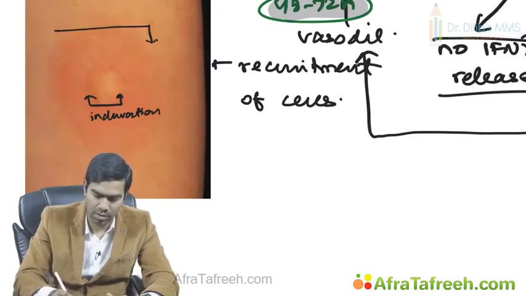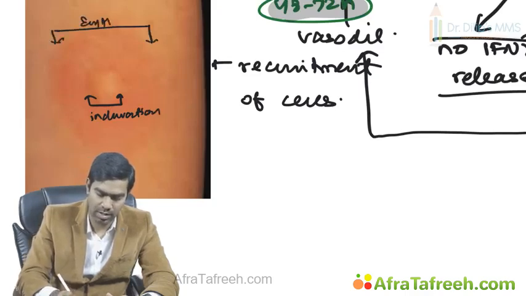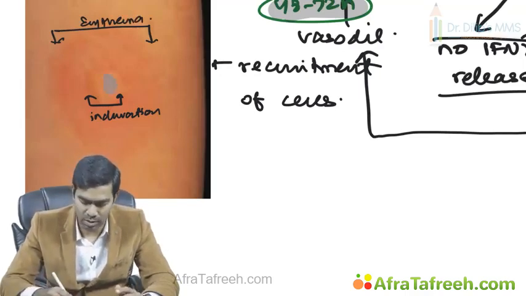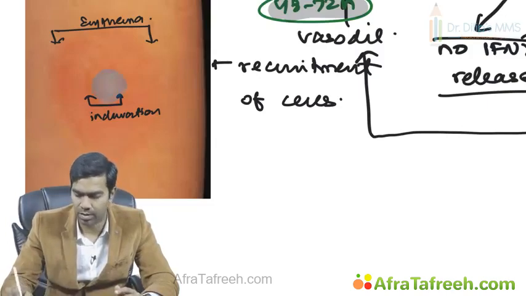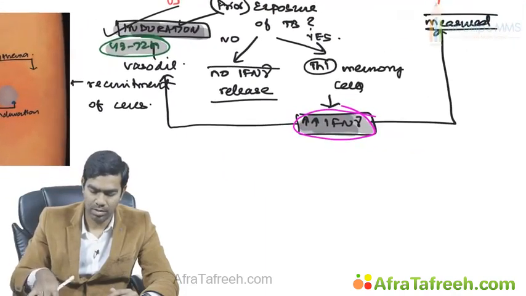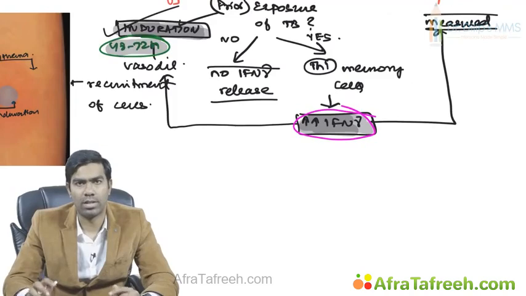Sometimes you can falsely measure the entire erythematous area, and here you should not measure the erythema. You should measure only the indurated area. That is the correct measurement. Clear? So this is how you are going to measure. This is the actual tuberculin test, or the Mendel-Mantoux test.